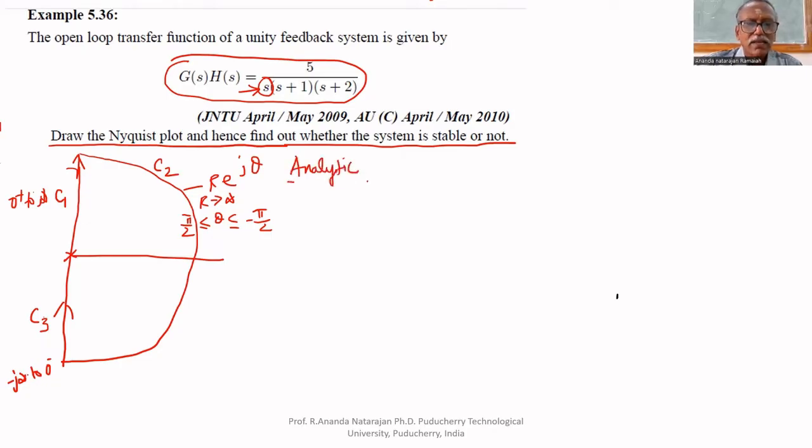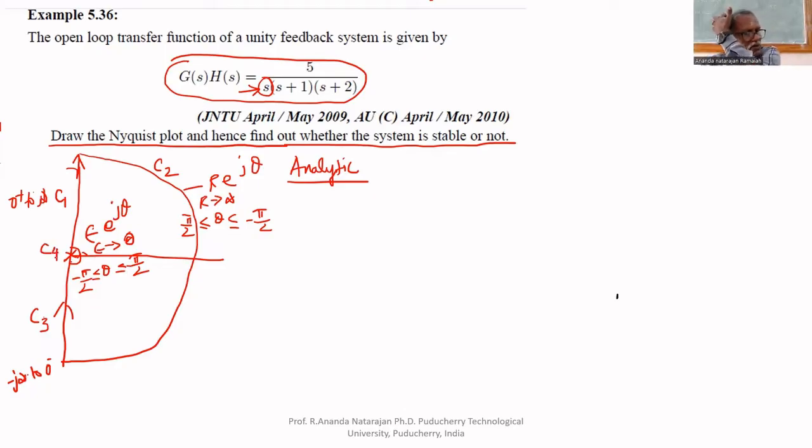Analytic means it should not pass through any of the poles. That's why we have to exclude that pole. So draw a semicircle about that pole of radius epsilon, similar to C2, its radius is epsilon e power j theta, as epsilon tends to 0. Here r tends to infinity, epsilon tends to 0, and theta varies between minus pi by 2 to pi by 2. That is the difference. So this segment is called C4.